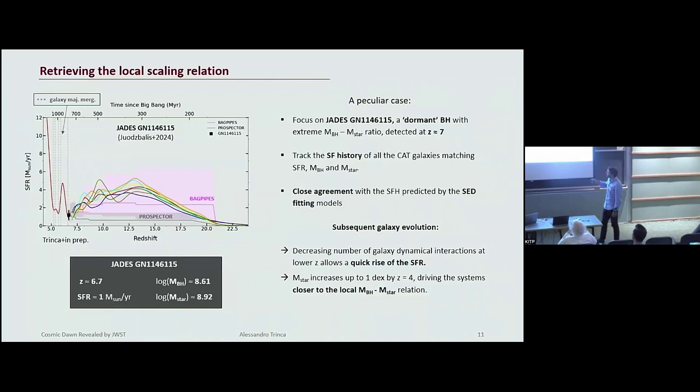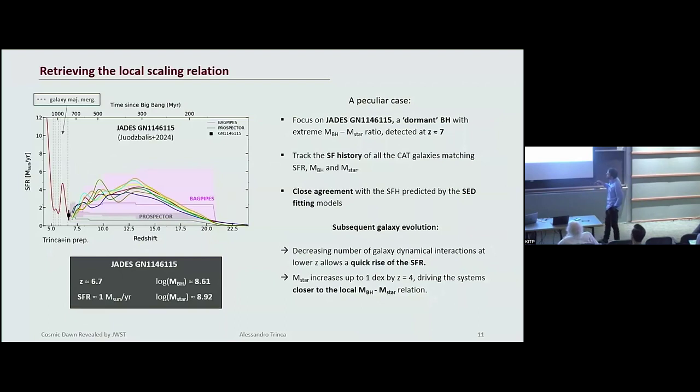What we can do is basically the same: try to reconstruct all the best synthetic counterparts of our object at the moment of observation, trace back in time their star formation history, and check, as a consistency check, if they are actually matching what has been predicted by the SED-fitting model. And you can see how all our evolutionary histories are pretty consistent with at least what has been inferred from BAGPIPES.